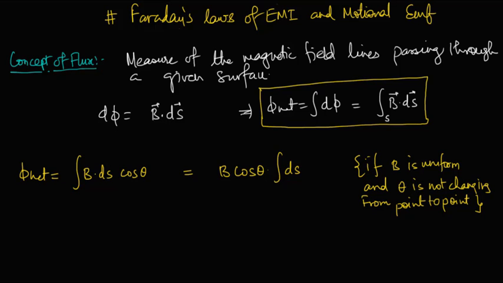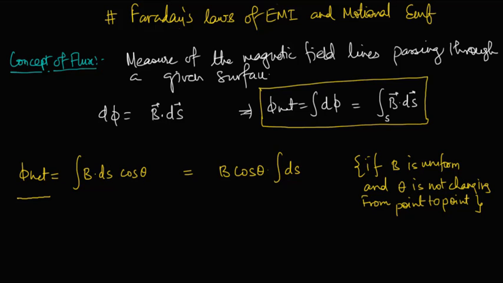If I'm calculating the differential flux passing through a differential area ds under a magnetic field B, all I have to do is d phi is equal to the dot product B dot ds. In this case, phi net will become the integral of d phi, which is the surface integral of B dot ds, and B dot ds is a dot product that gives B ds cos theta.